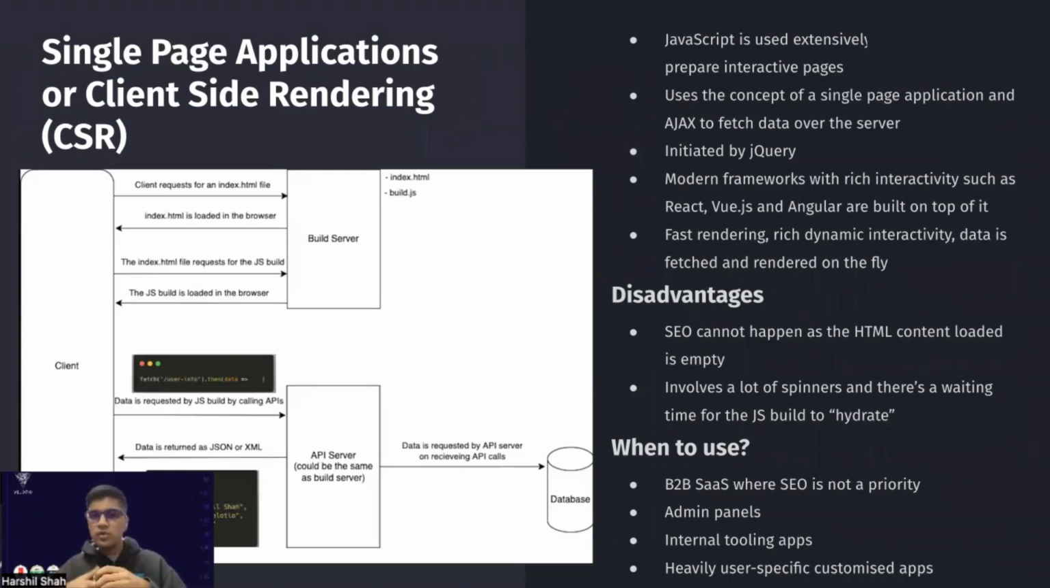So when to use single page applications? If your application is a simple B2B SaaS app where SEO is not needed, where you have a fixed set of users that you want to target, and there'll be a fixed set of traffic that you expect. That is when a B2B SaaS is really helpful, where functional experience is more important than a general user experience. Some good examples could be admin panels, some internal tooling applications, and some applications which are heavily specified per user.